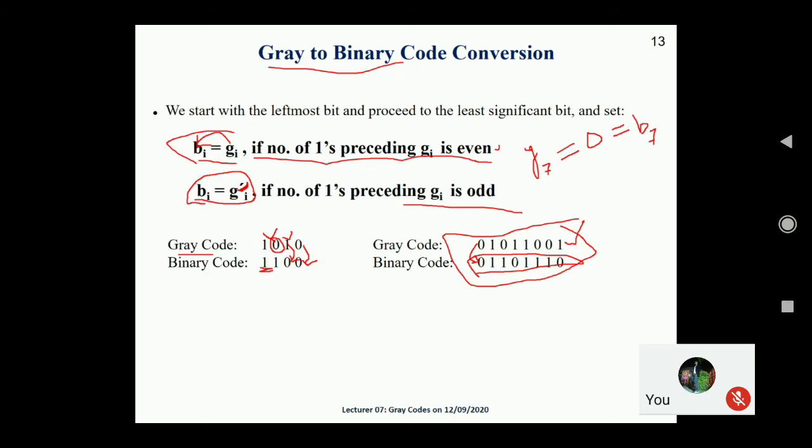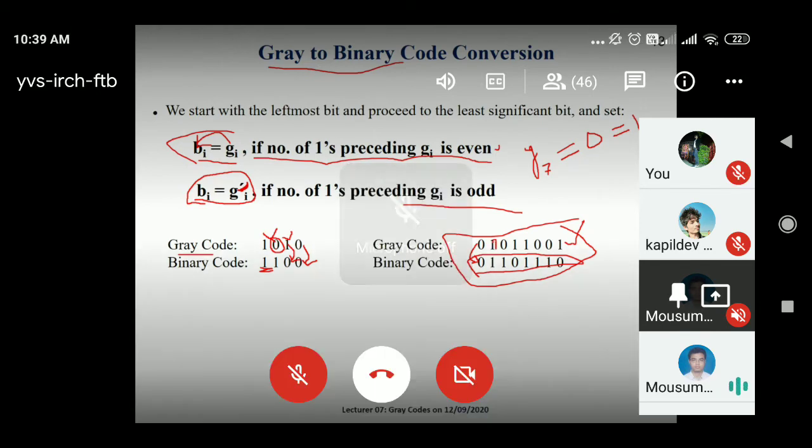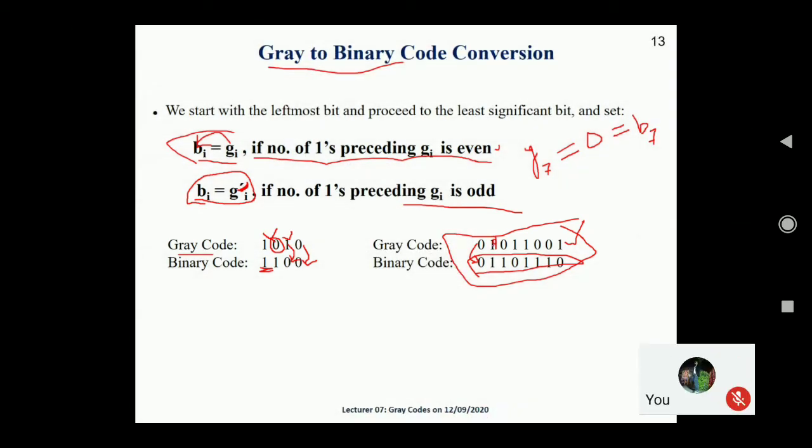Okay, now next one is, see here. This one is 1. This particular one is 1. How many ones have occurred? There is no, we cannot consider even or odd. So that time, we are just writing the same, BI equal to GI. So 1 moves to here, 1.